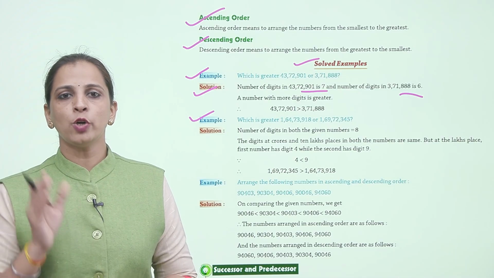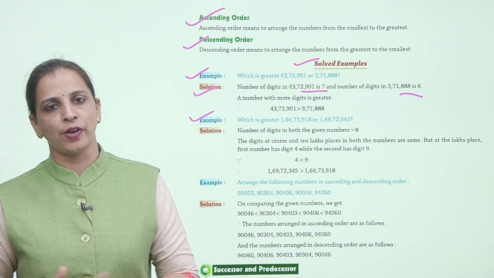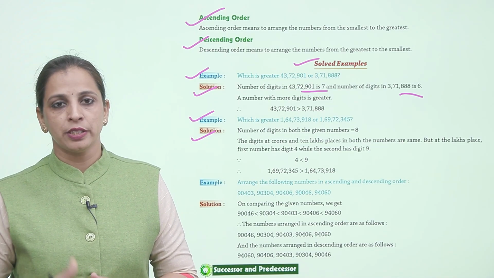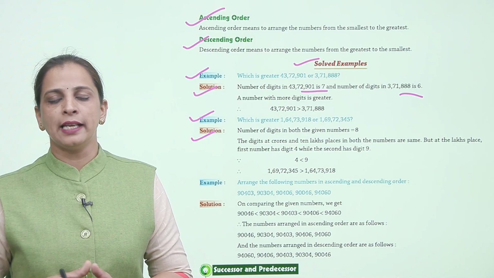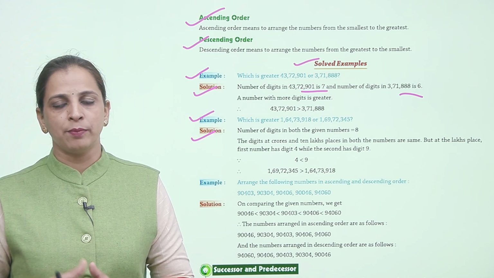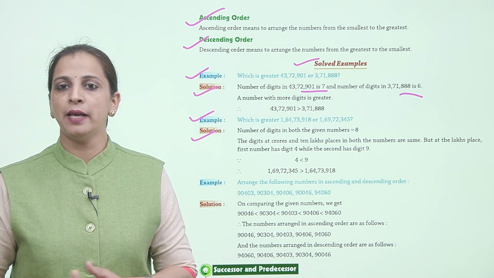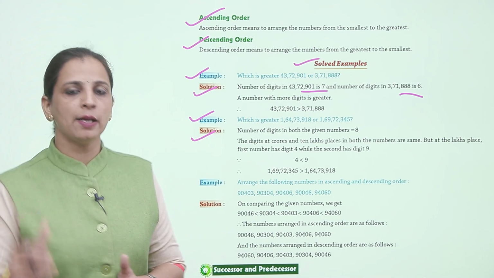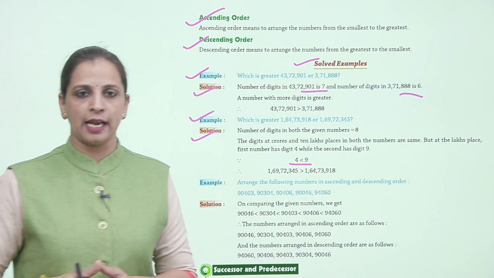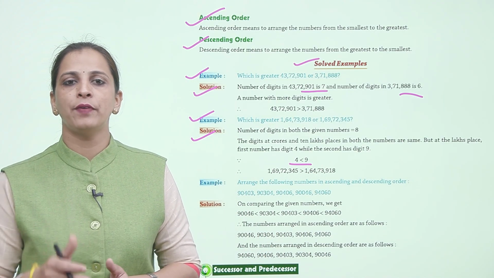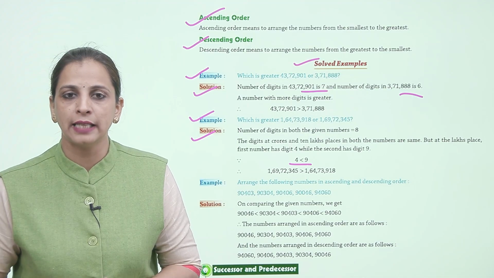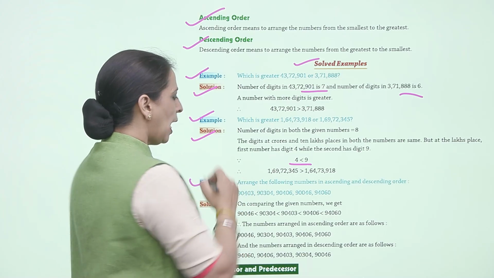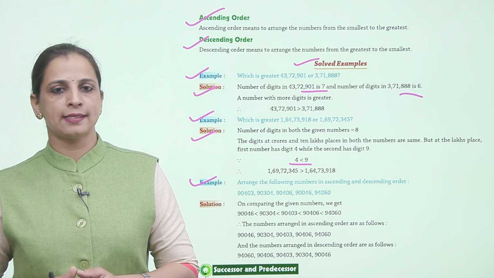Now next example. Which is greater, 1,64,73,918 और 1,69,72,345. Solution करते हैं. Number of digits in both the given numbers is equal to 8. The digit at crores and 10 lakhs places in both the numbers are same. करोड़ और 10 lakh place पे same है. But at the lakhs place, first number has digit 4 while the second number has 9, and 4 is less than 9. So 1,69,72,345 is greater than 1,64,73,918.